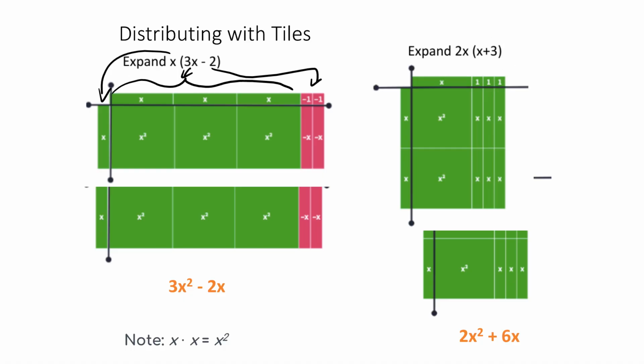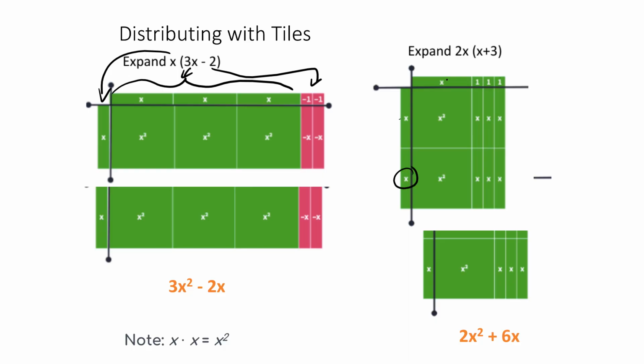Another problem here, 2x times bracket x plus 3. So we set up with our two x's here on the side, and then to show x plus 3, we've got 1x and 3 at the top. X times x gives us x squared. X times this x gives us another x squared. This x times 3 is going to give me 3x's.